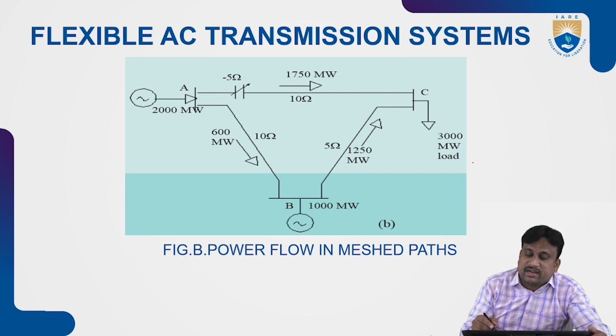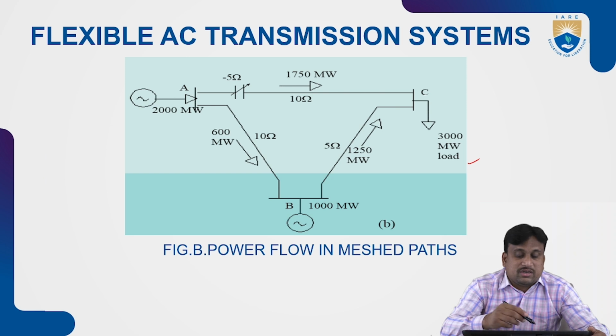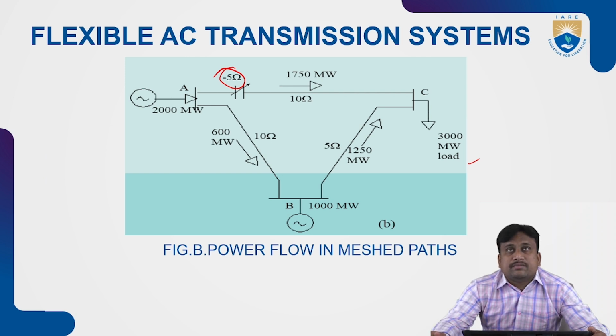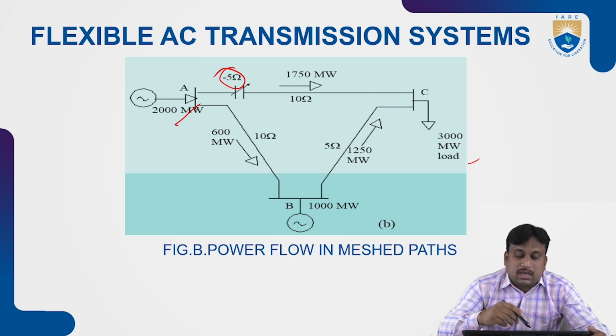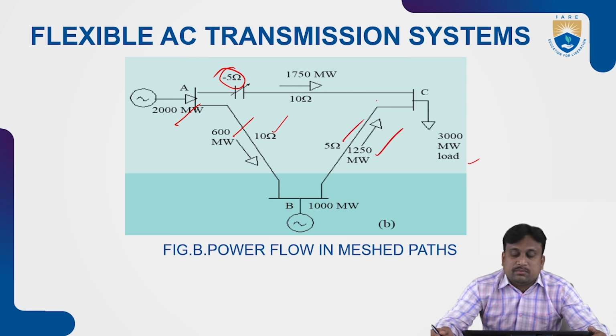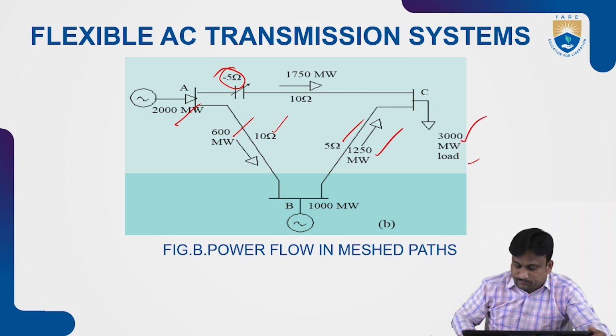Coming to the second figure, we are connecting a compensation device of minus 5 ohms into the line which is carrying a power of 1750 megawatts at 10 ohms impedance. This is fed with 2000 megawatts. Here also there are three considerations: 600 megawatts at 10 ohm impedance, 1250 megawatts at 5 ohms impedance. So the load is connected at 3000 megawatts in this condition.